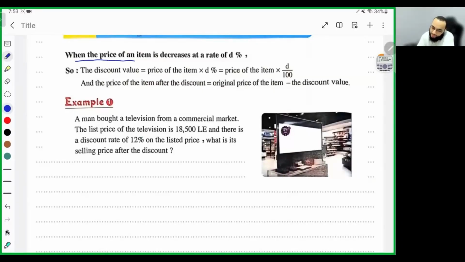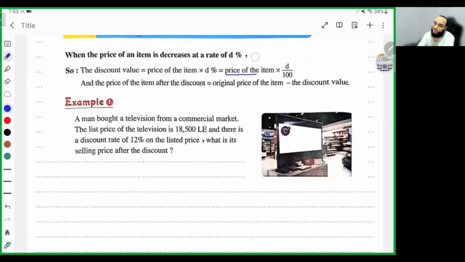When the price of an item decreases at a rate d%, which is a discount percentage, the discount value equals the price of the item times the discount percentage, which is the price of the item times discount over 100. And the price of the item after discount equals the original price minus the discount.